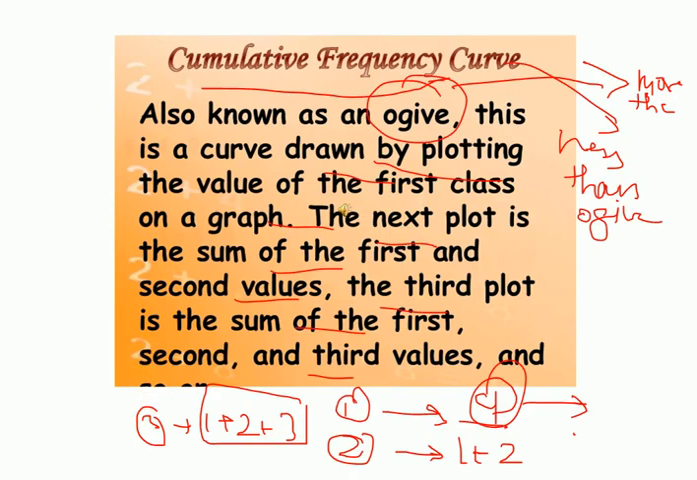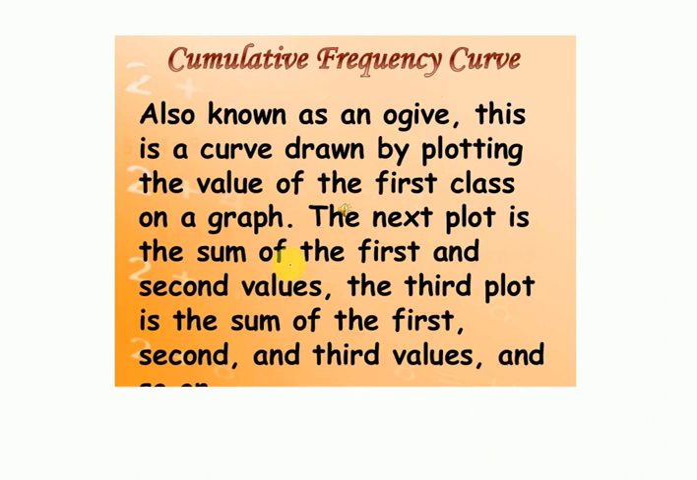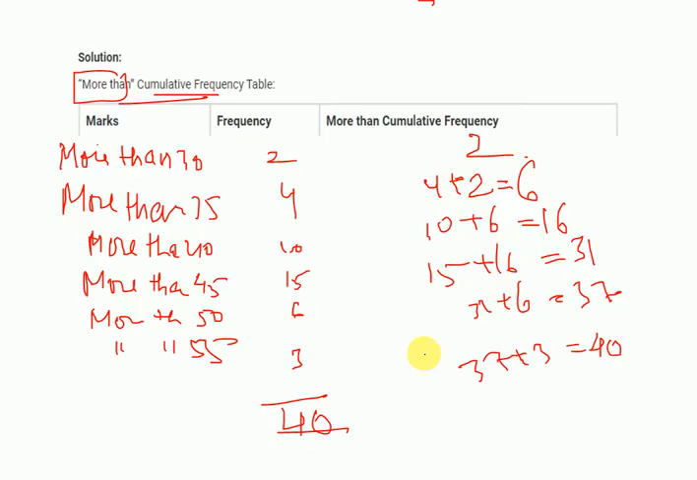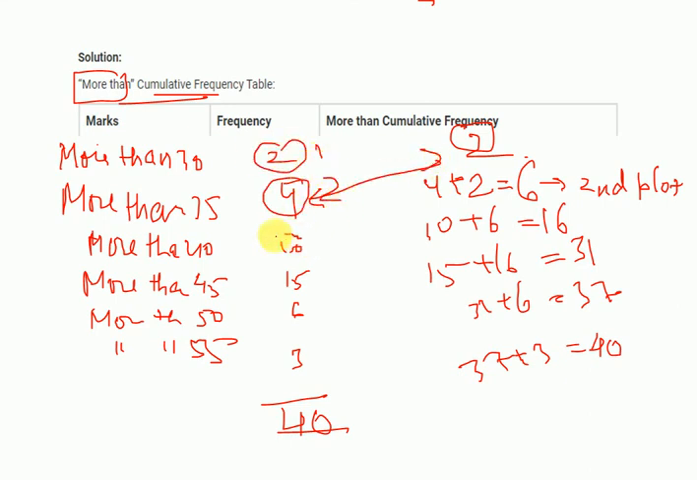Now we will again see the definition of the ogive. Now you will understand better. It is a curve formed by plotting the value of the first class on the graph. The next plot is the sum of the first and second values, and the third plot is the sum of first, second and third values. Here you can see the second plot is the sum of first and second, right? The third plot is the sum of first, second and third. These three, you will get 16, right? So this is the meaning of ogive.